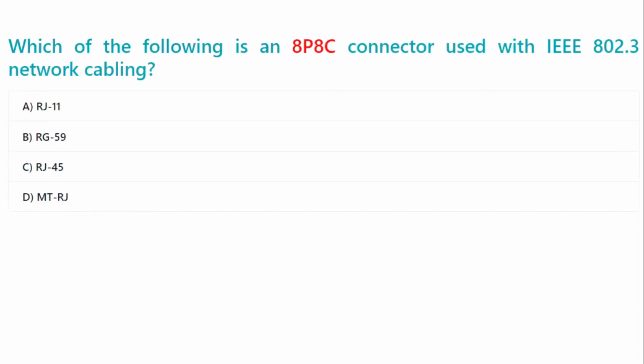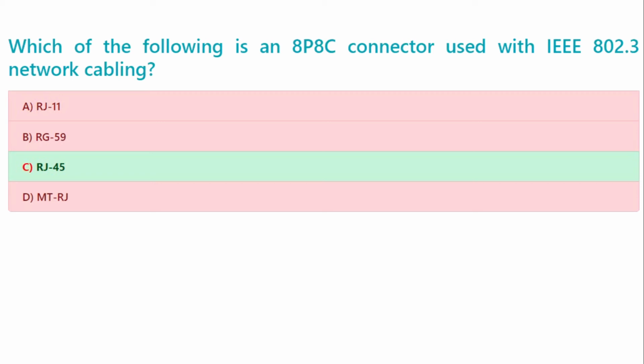Which of the following is an 8P8C connector used with IEEE 802.3 network cabling? A. RJ11. B. RG59. C. RJ45. D. MTRJ. The correct answer is C. RJ45.